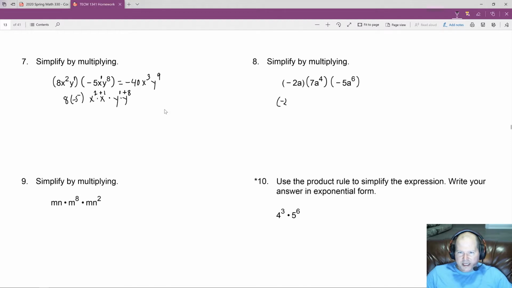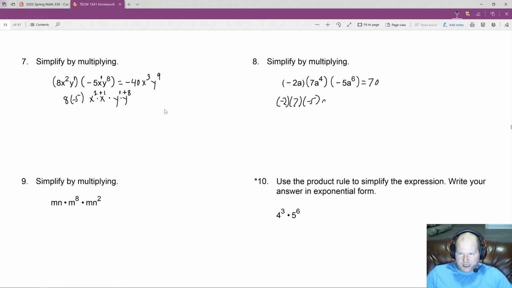So we have a negative 2 times a 7 times a negative 5. A negative times a positive times a negative is a positive. 2 times 7 is 14. 14 times 5 is 70. So negative 2 times positive 7 is negative 14. Negative 14 times negative 5 is a positive 70.